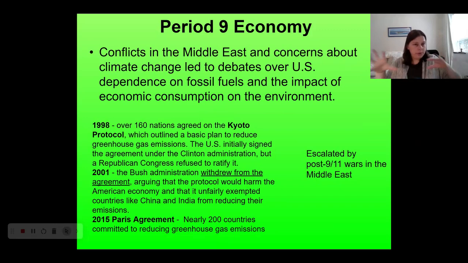The last key economic thing has to do with the debate over energy and over fossil fuels, economic consumption and debates in the economy. This is of course fueled by the ongoing conflicts of the United States in the Middle East, and it really escalates after 9/11.